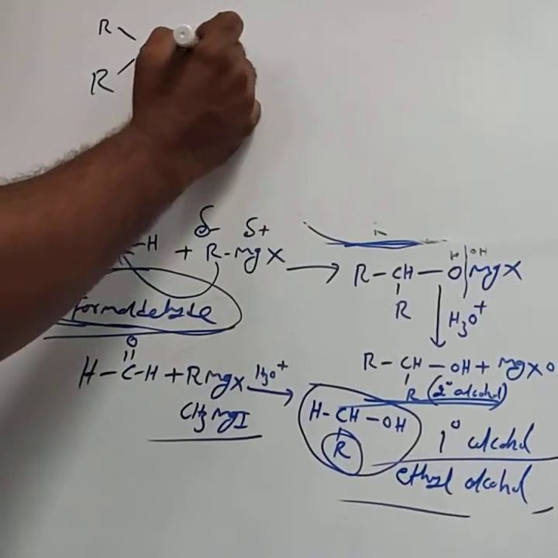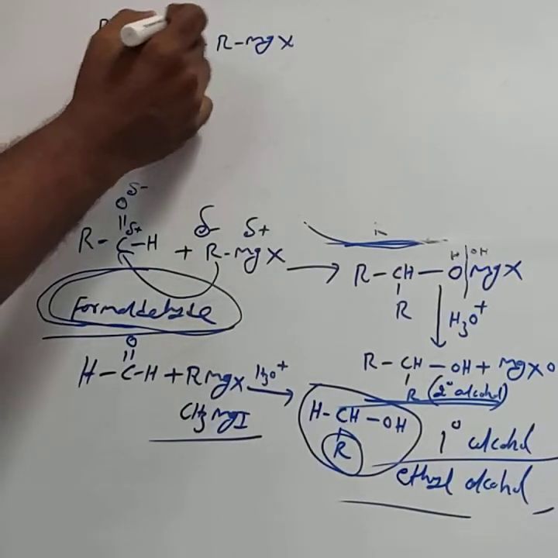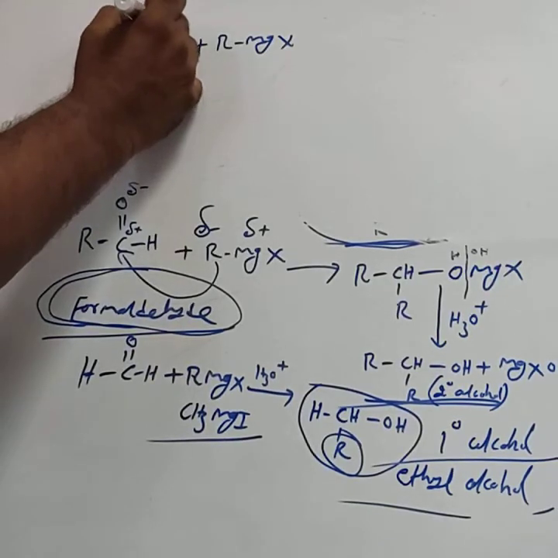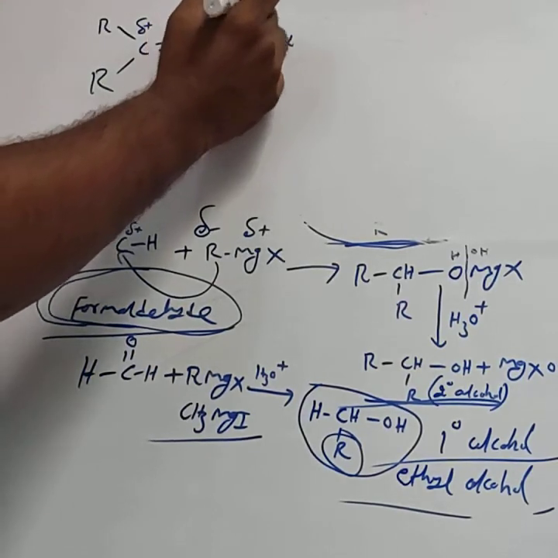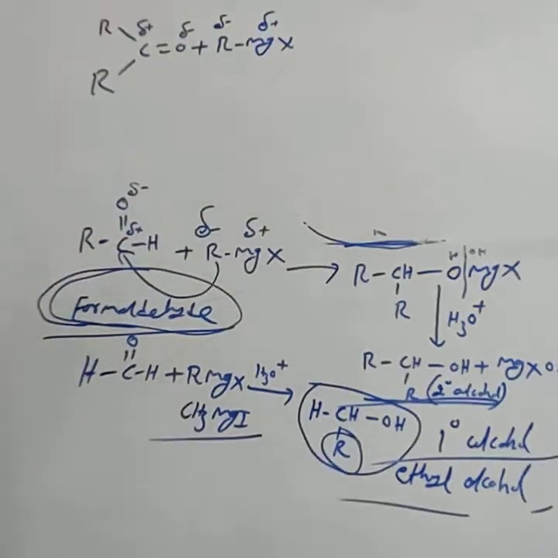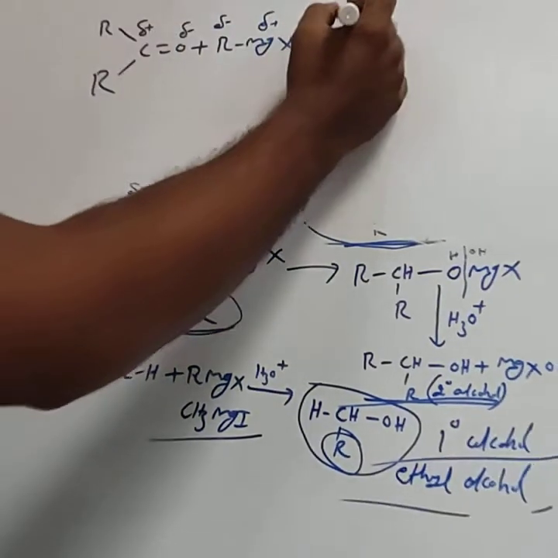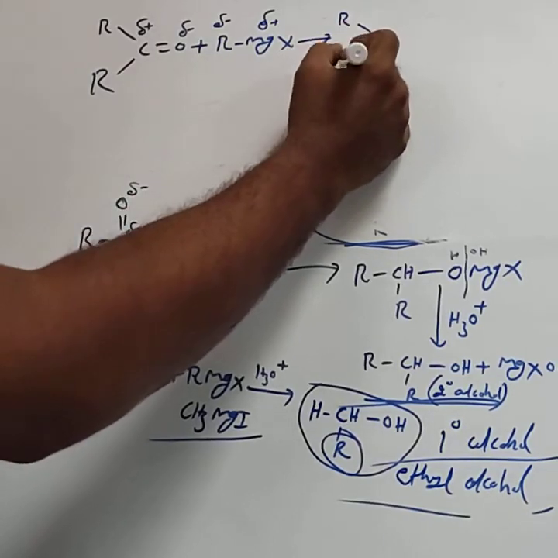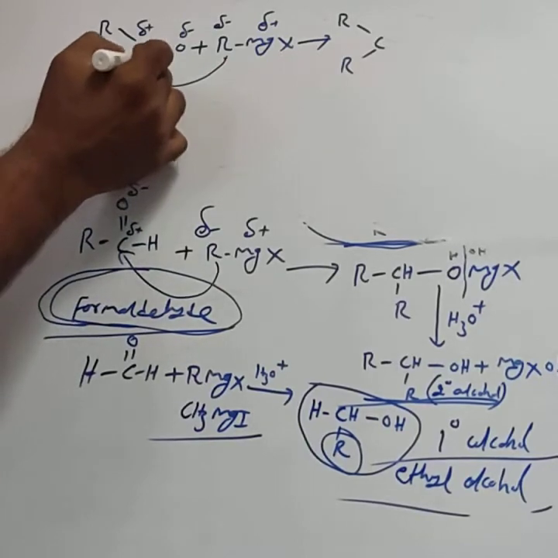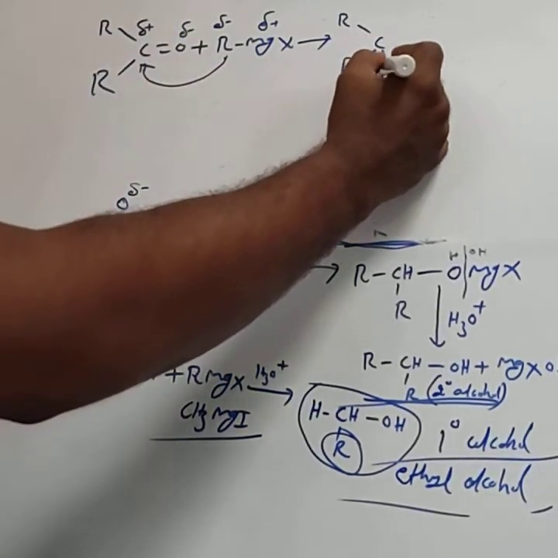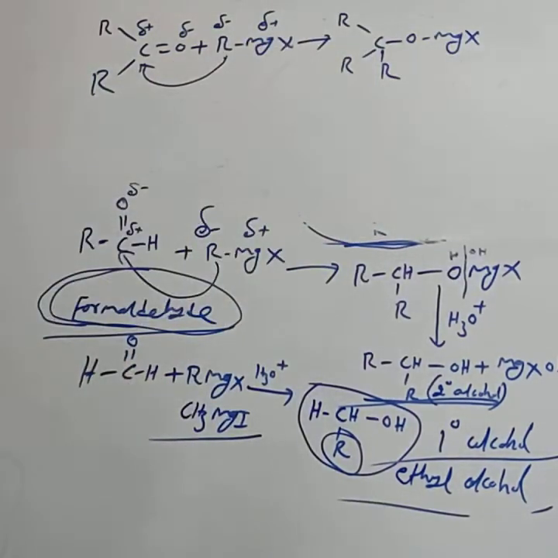RCOR. Ketone reacts with Grignard reagent RMgX. Again, you write the polarities: carbon as delta plus, oxygen as delta minus. In the Grignard reagent, R is delta minus and Mg is delta plus. Then write the addition product. Can you guess the addition product? That is RCR. These remain the same. To the carbon, this R gets added, giving one more R group. Then to the O, MgX gets added. This is the addition compound.